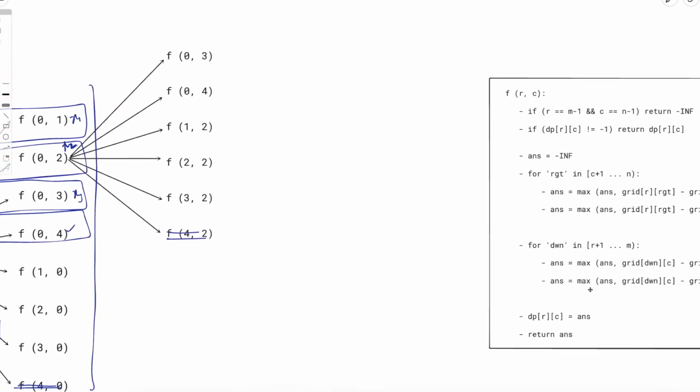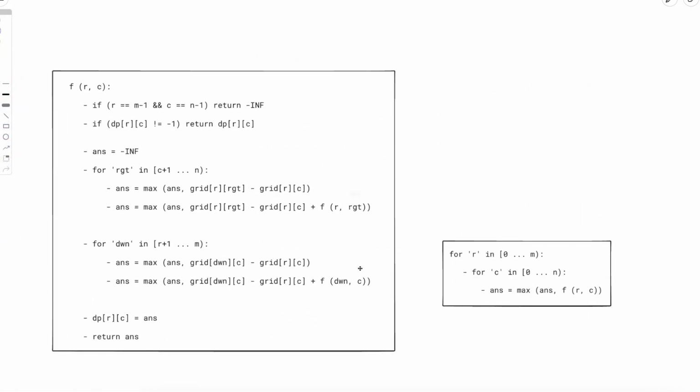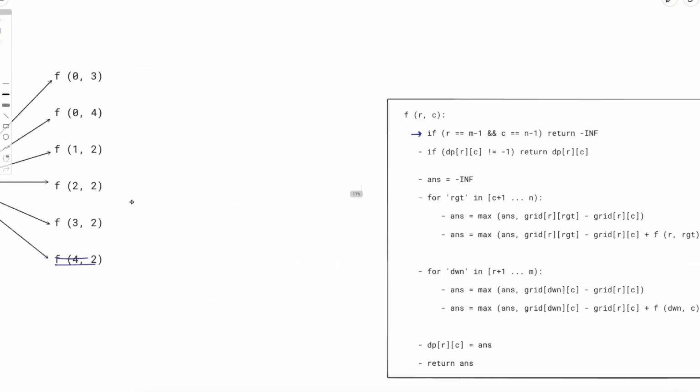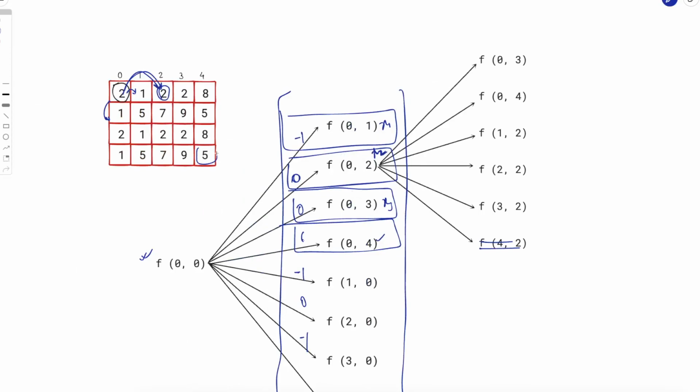Let's look at the pseudocode. The pseudocode is exactly what we have discussed. We will simply call f of r comma c for every possible starting point. And how to compute f of r comma c? You know the value of the bottommost cell, this cell, because from this cell you can't jump to any other cell. So if you reach here, it means the score starting at this cell would simply be minus infinity, because you can't make the first jump.